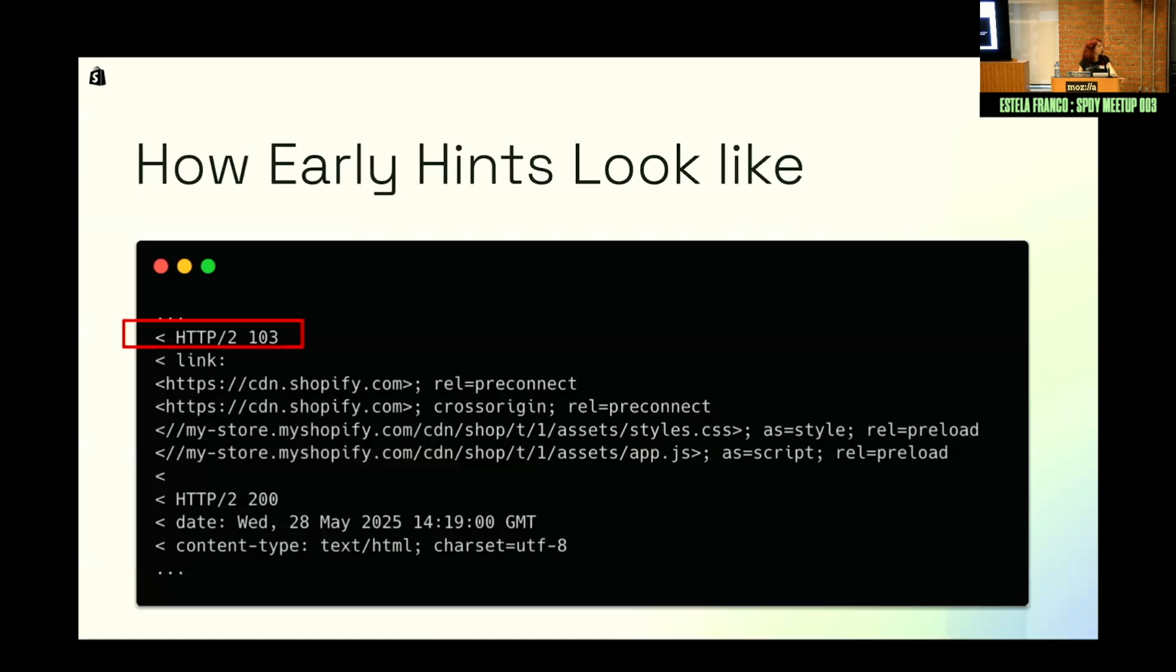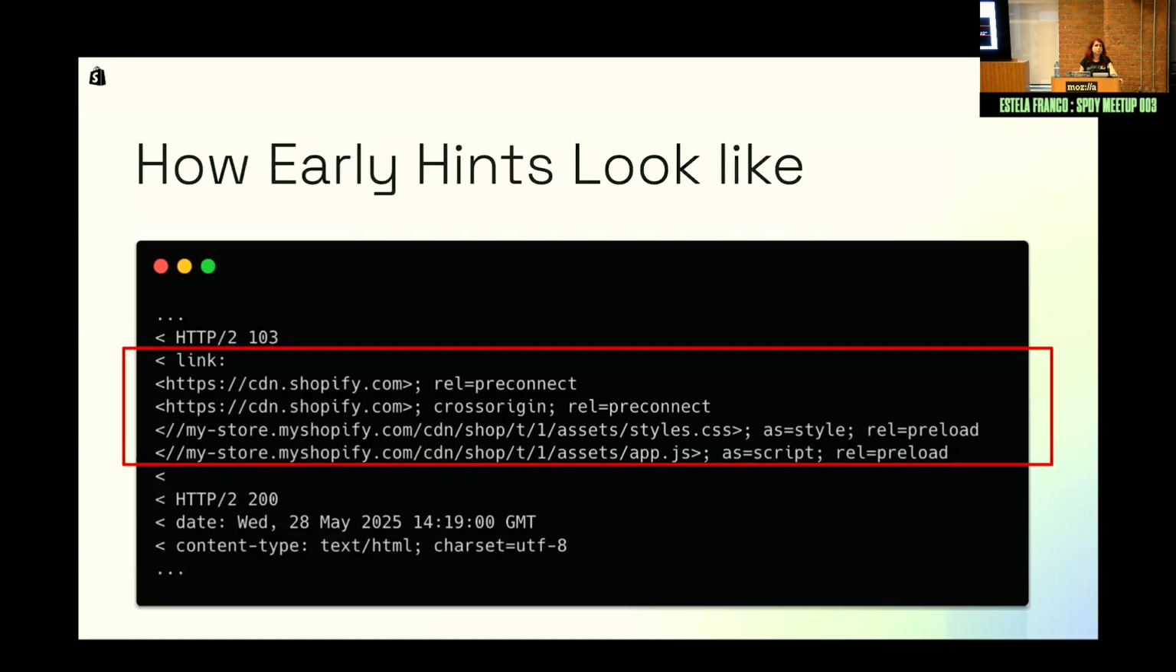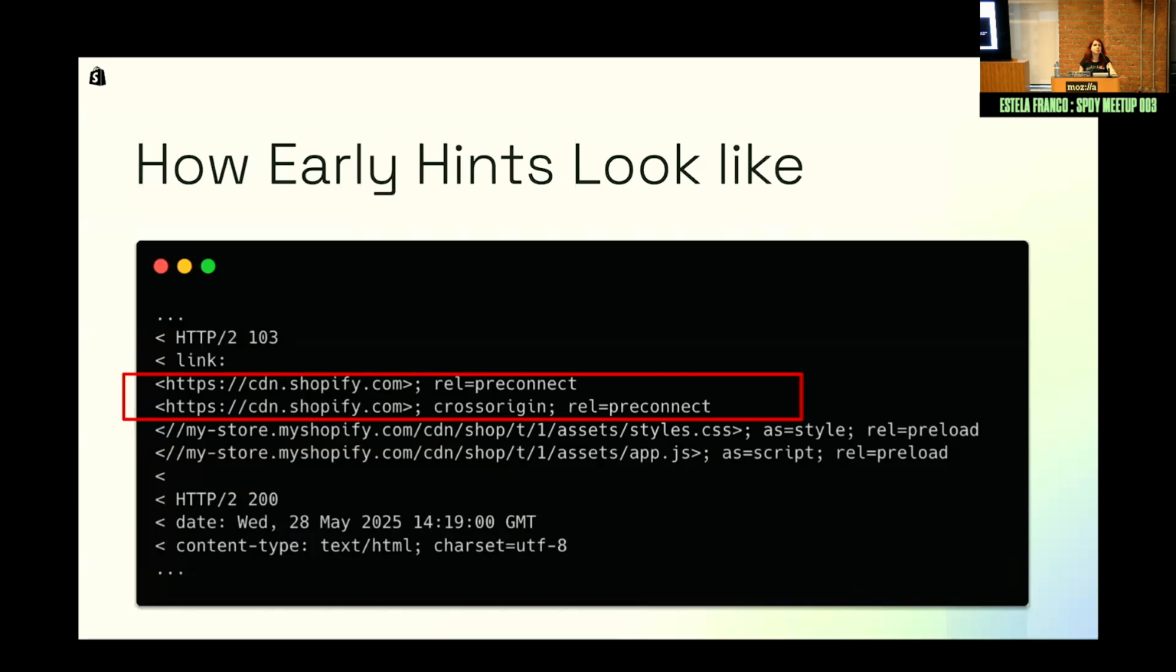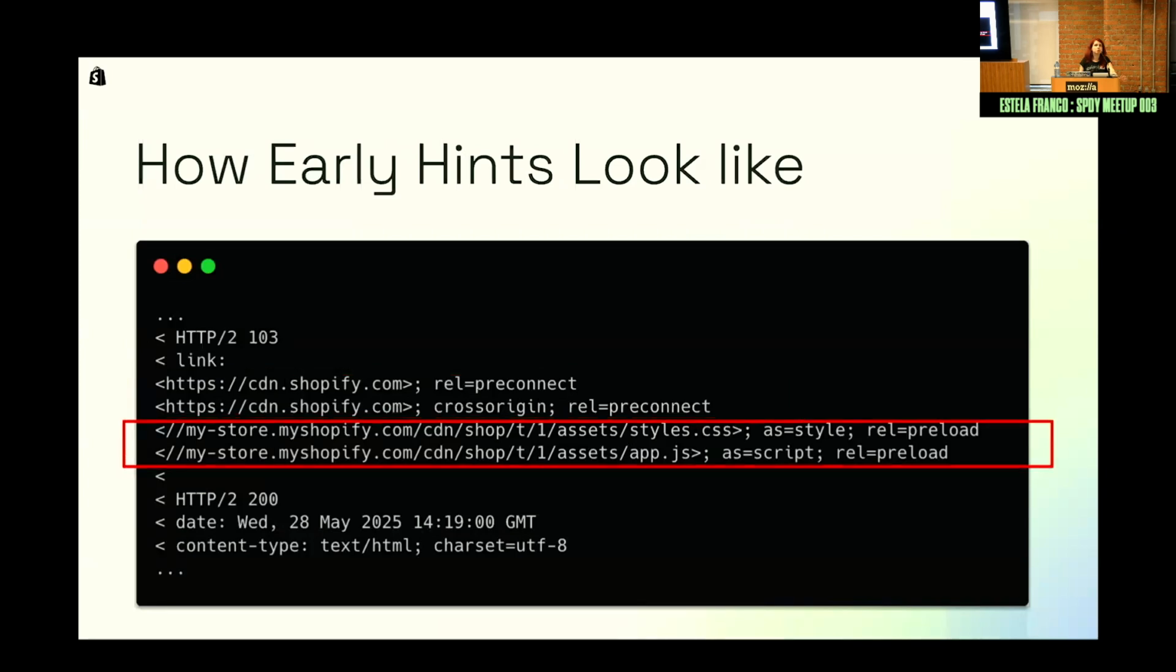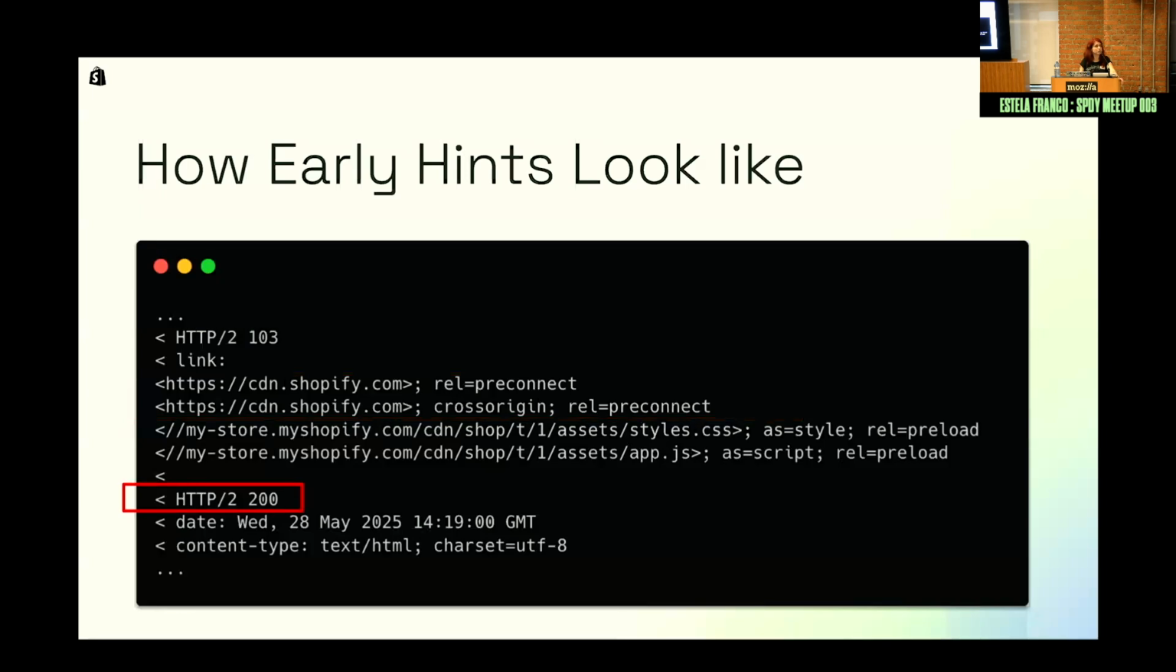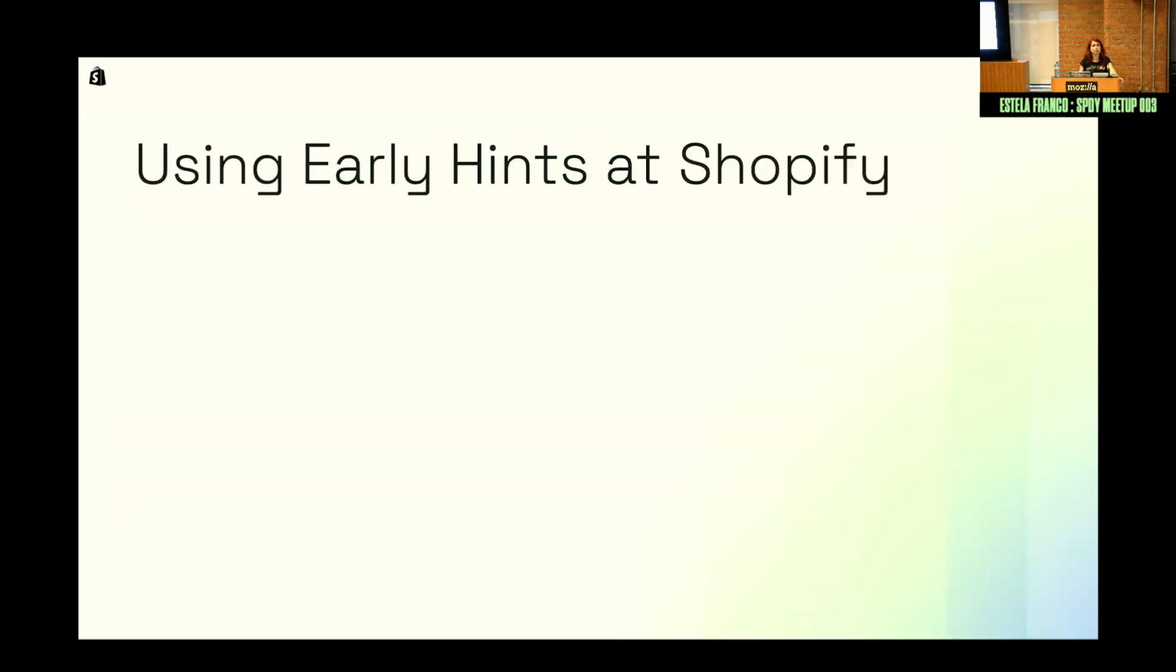So what do early hints look like? Here you can see a GET response for a specific page. You get the early hints, the 103 response, first with a bunch of links. In this case, we have two pre-connects, and after that, we have some preloads. You have the real preconnect or preload argument there. And after that, you get the 200 response with the HTML body and so on.